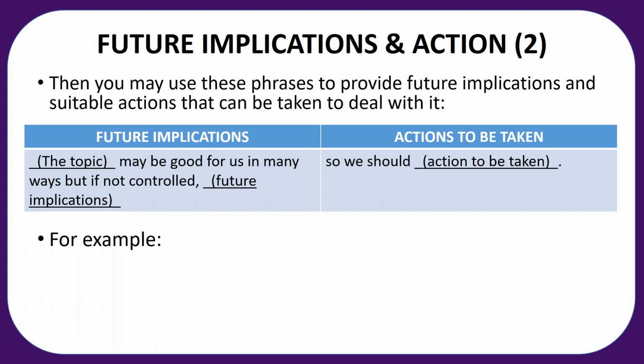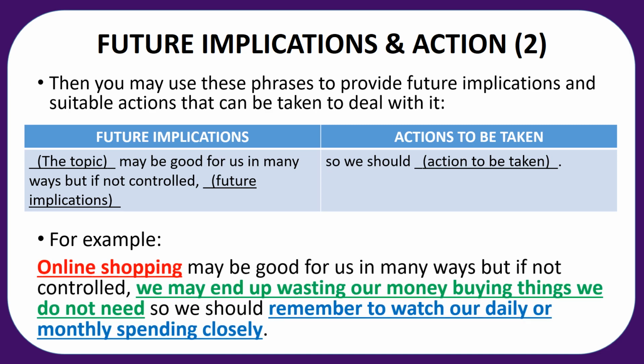So let's look at an example for online shopping. Online shopping may be good for us in many ways because we talked about the advantages earlier, remember? But if not controlled, we may end up wasting our money buying things we do not need. So, because it's too convenient, right? So it saves our time and everything, but we may waste our money. So what can we do to solve this problem? So we should remember to watch our daily or monthly spending closely. Because we may waste money, we need to watch our daily and monthly spending.